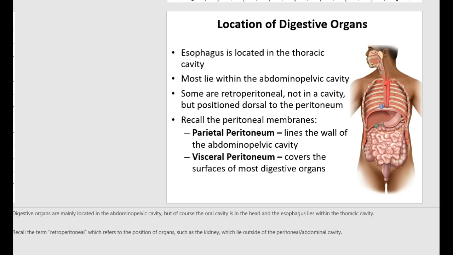You may recall that most digestive organs are located within the abdominal pelvic cavity, separated from the thoracic cavity by the diaphragm. But of course, the esophagus is located in the thoracic cavity, and the pharynx in the neck and the head, and the oral cavity is in the head. But most are within the abdominal pelvic cavity.